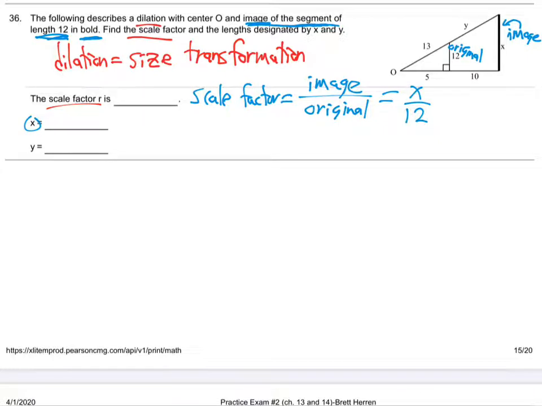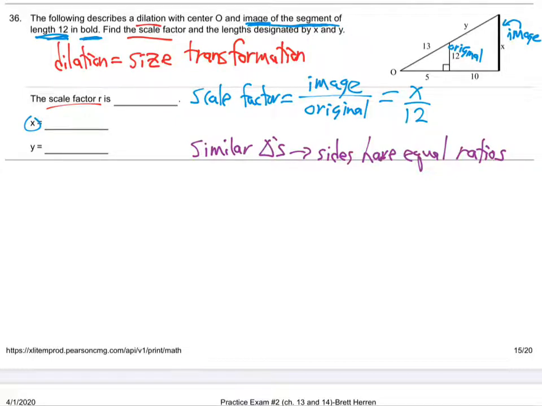So how am I going to find X? Well, you know from earlier chapters that these two triangles are similar. Let me write that here. Similar triangles. So with similar triangles, we know the sides have equal ratios. Right? With similar triangles, the sides have equal ratios. So I can use that to find things.